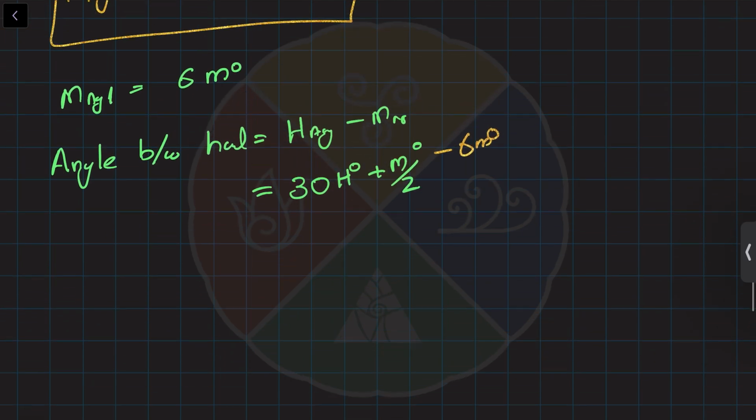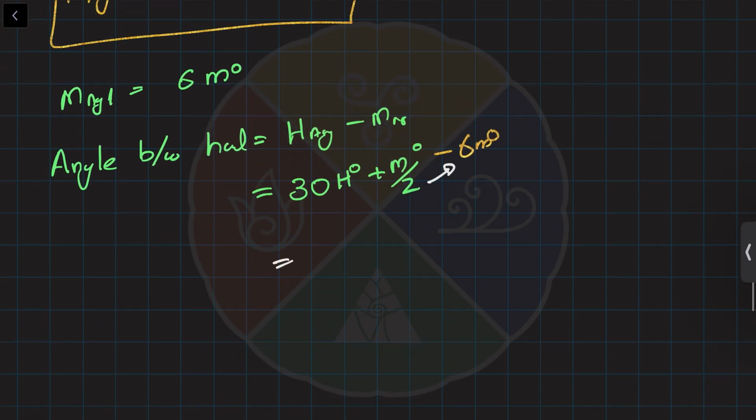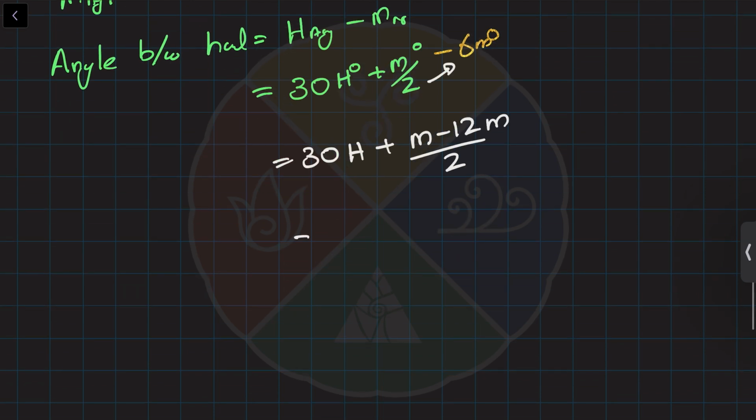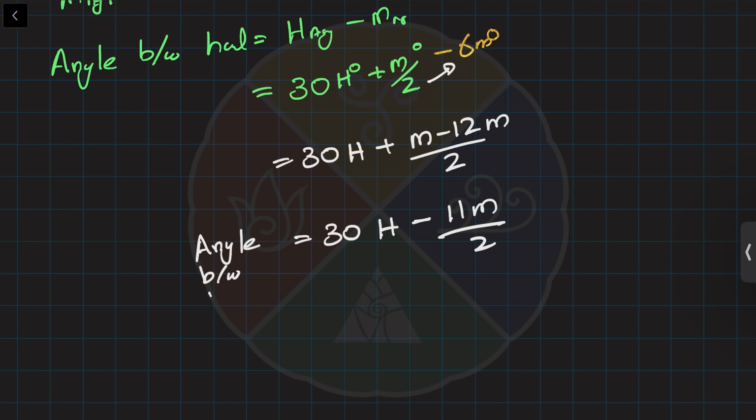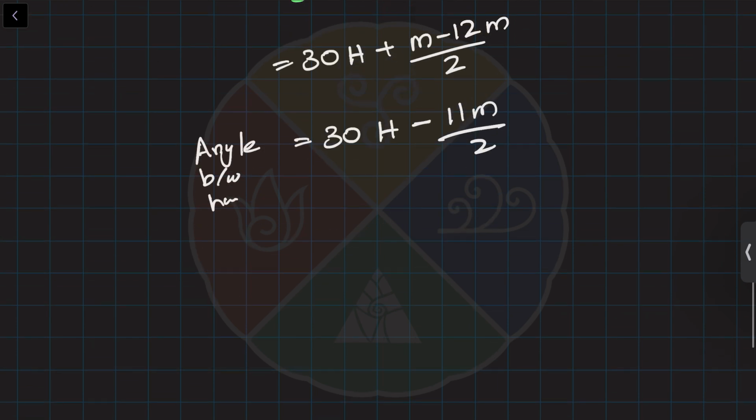Now let's do cross multiplication. You will get 30h plus m by 2 minus 6m, or 30h plus (m minus 12m) by 2, that is 30h minus 11m by 2. So this is the equation, or formula, for the angle between the hands. The formula is 30h minus 11m by 2.